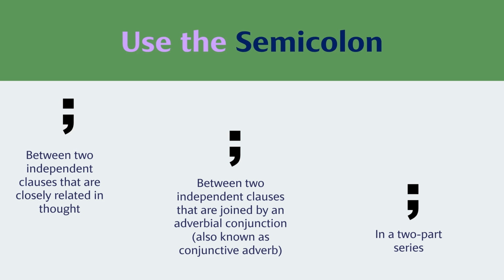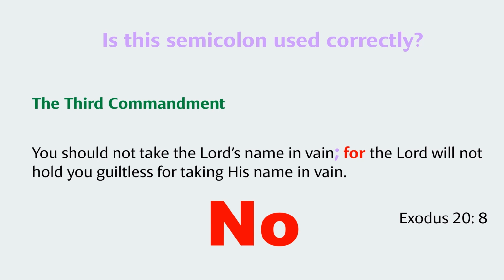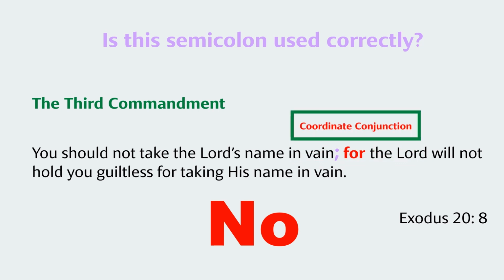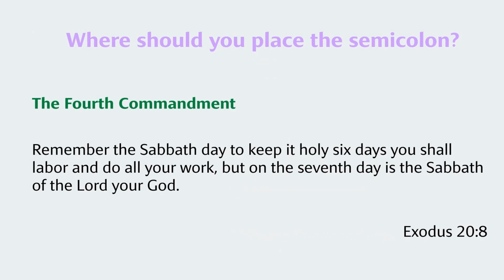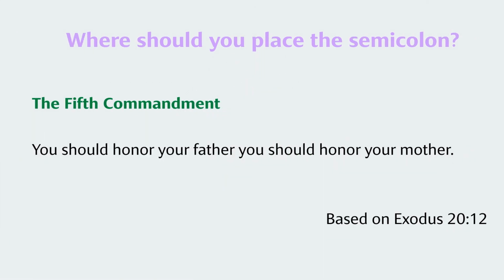Now here we go. Is the semicolon in this sentence used correctly? Actually, no, and the reason is the word for, F-O-R. That word is a coordinate conjunction, and it cannot be used with a semicolon here. Where should you place the semicolon in this sentence? If you said to place it right after 6 days, you're right, the semicolon should go there. Good job!